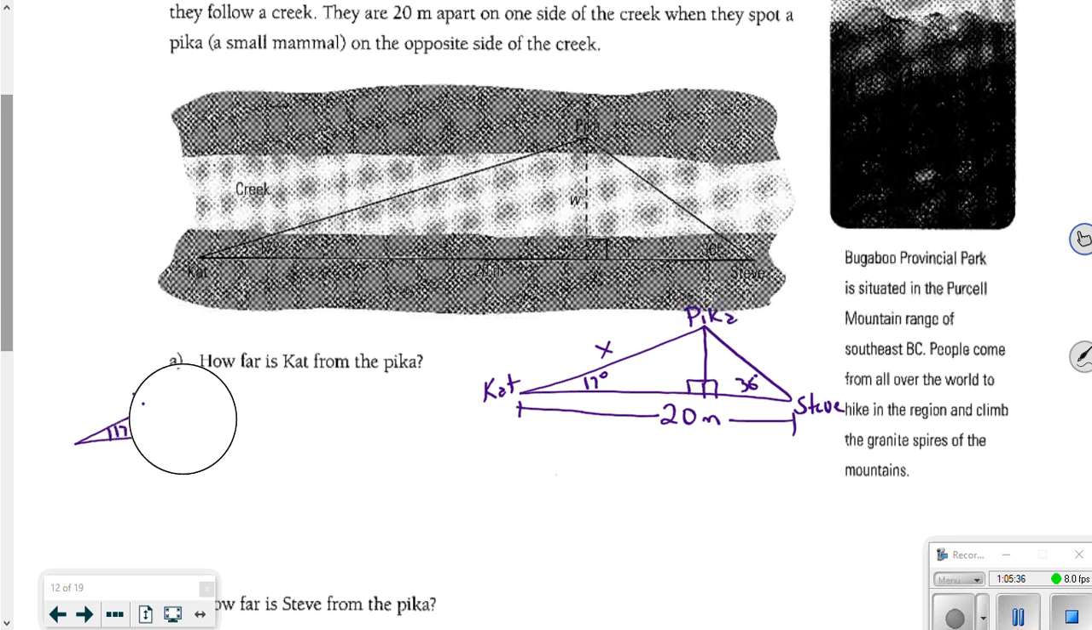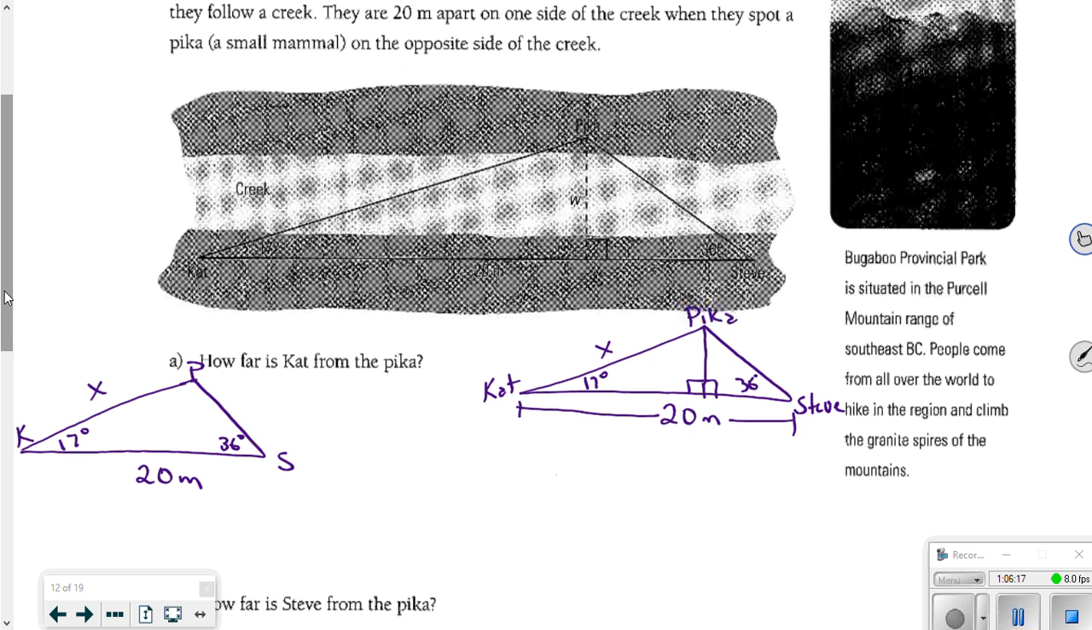I need to look at this as if it's one big triangle. So if I look at it as if it's one big triangle, this is where the pika line is. I'm going to pretend that I can take that line out. So Kat side is K, this is the pika, this is Steve, this is 17 degrees, this is the side I want to find. The entire bottom is 20 meters, and this is 36 degrees.